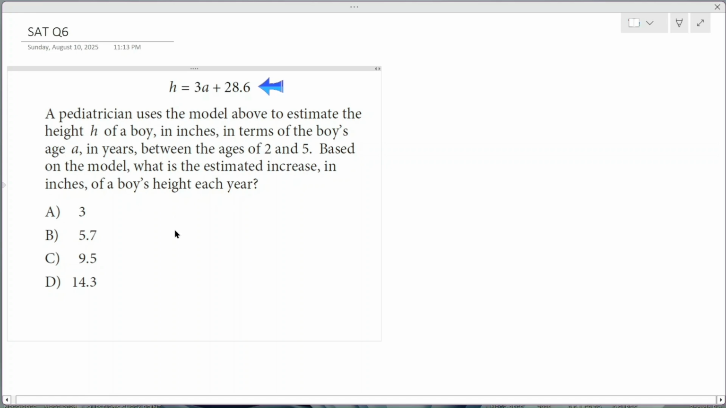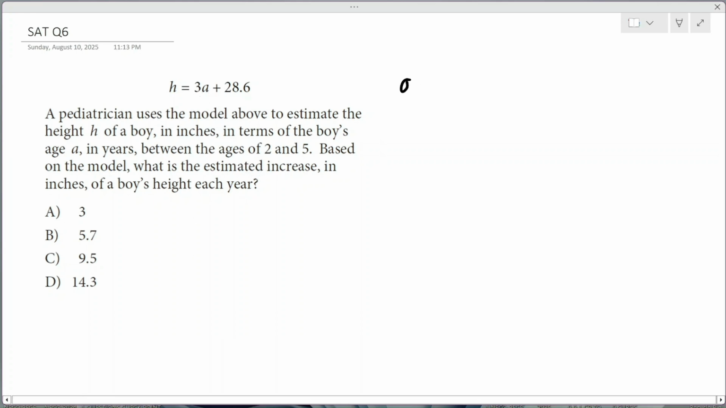So this model works for ages between 2 and 5, and the question says what is the estimated increase in inches of the boy's height each year from the age of 2. Since a represents age, you can insert 2 here, next you insert 3 here, you insert 4 here, and you insert 5 here. Let's start.